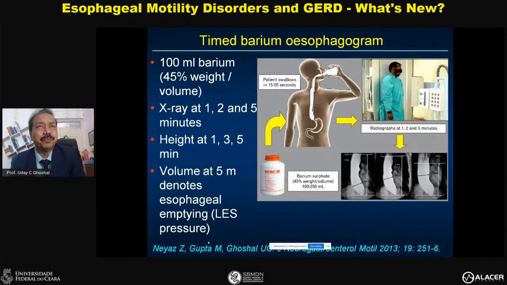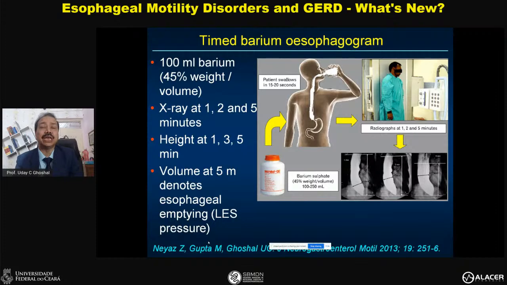Now, there we replace the barium esophagogram with timed barium esophagogram because timed barium esophagogram gives a better assessment of esophageal emptying. In this, we give 100 ml barium, 45% weight by volume. We take X-ray at 1, 2, and 5 minutes. We look at the height of the barium at 1, 2, and 5 minutes. Sorry for the mistake here. We also see volume at 5 minutes, and this represents esophageal emptying.